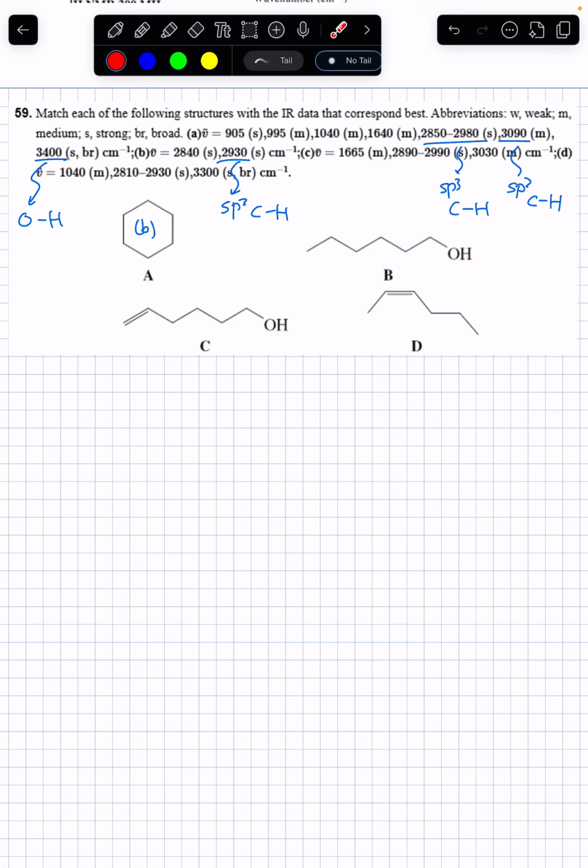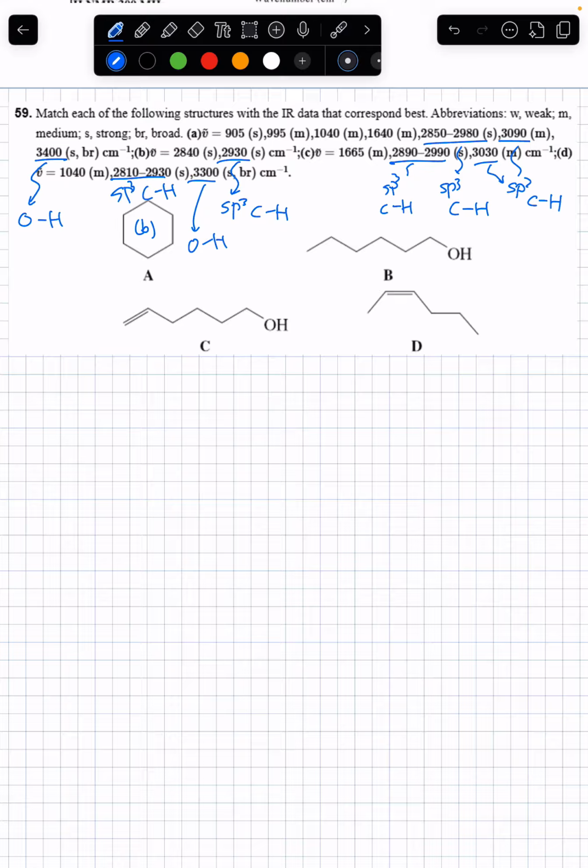And then data set C here may or may not be, because it's medium, not very strong. This is probably not a carbonyl peak, and then it's probably a carbon-carbon double bond peak. These seem to be sp3 CH. That is again sp2 CH. And then D has both OH and some sp3 CH.